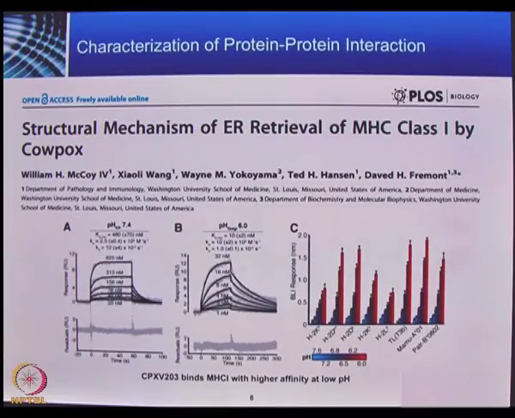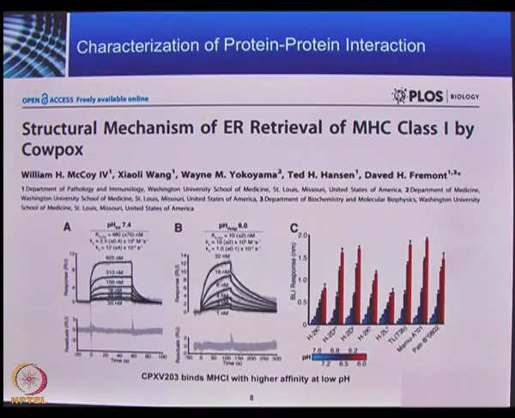Now let's look at one of the publications which used biolayer interferometry to analyze the binding between two proteins. In this particular research, they are studying the binding of MHC class I with another protein called CPXY203. So in this particular study, the researchers performed a very stringent analysis of the interaction between the two molecules. They firstly used SPR technology, which is another technology used to analyze biomolecule interactions. Then they got the KD value.